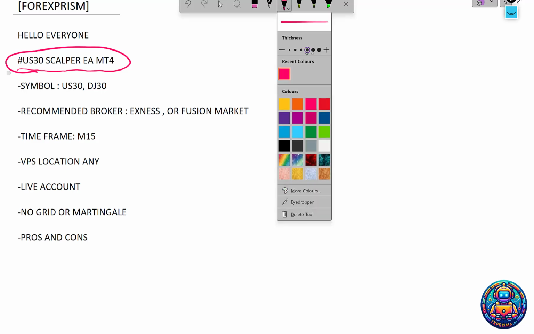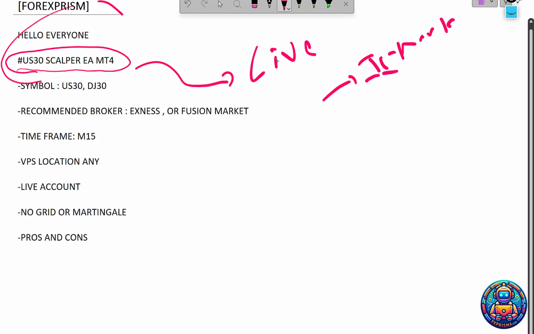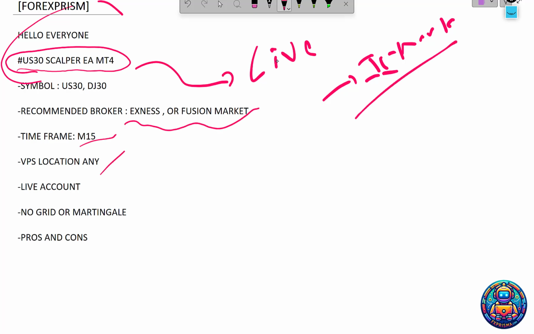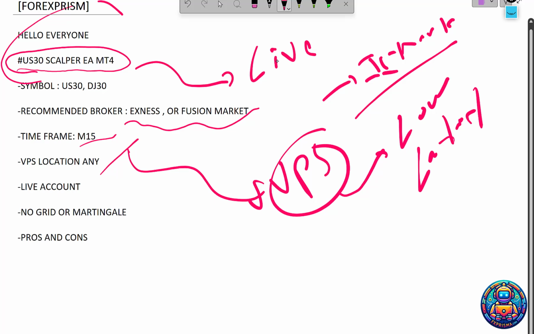This one actually works on live accounts as well, and it works on several brokers, but the major one is IC Markets, or basically any broker that has low spread on US30. So the symbol is US30 or Dow Jones 30, and the recommended brokers are Exness, Fusion, or IC Markets. 15-minute time frame. You can use any VPS location. However, I would recommend that the VPS you use should have low latency to the broker you are using, so the scalper can have fast execution.